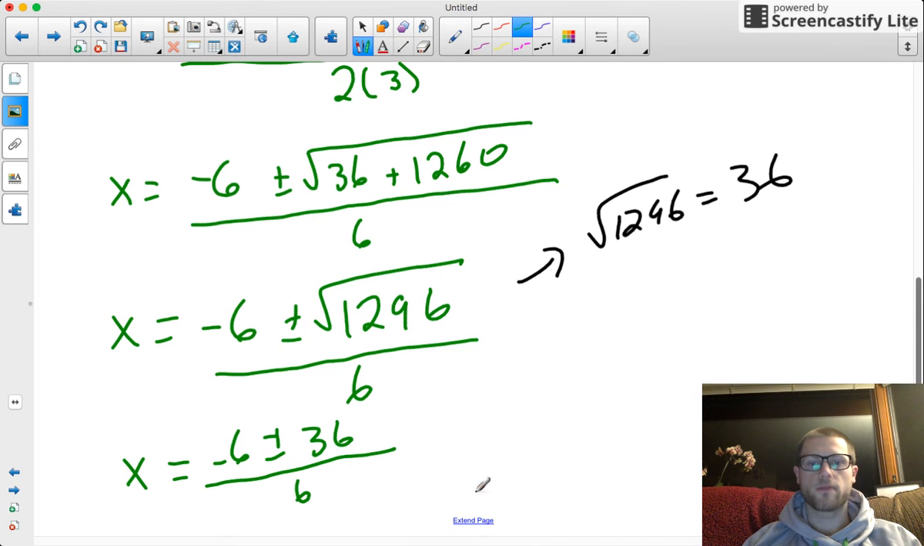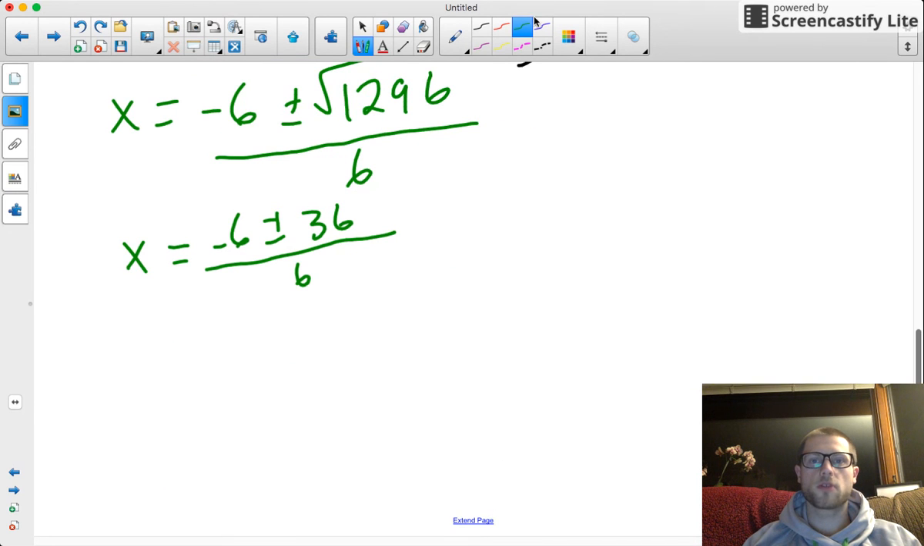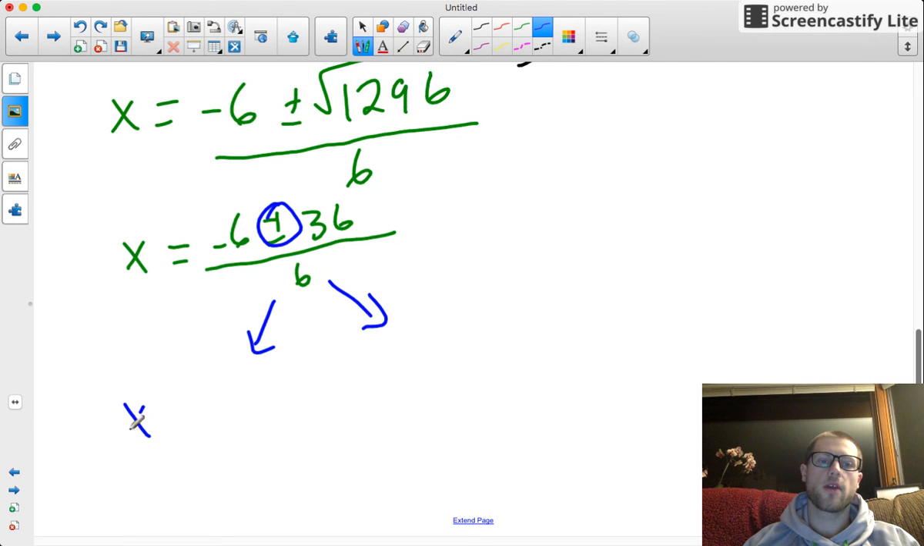Now, at this point, remember, this plus or minus means two solutions. So I'm going to have two answers coming out of this. And at this point, sometimes we split this. Actually, let's do that now. I've got two fractions here. So this could equal negative 6 over 6 plus or minus 36 over 6. So we can split that now.